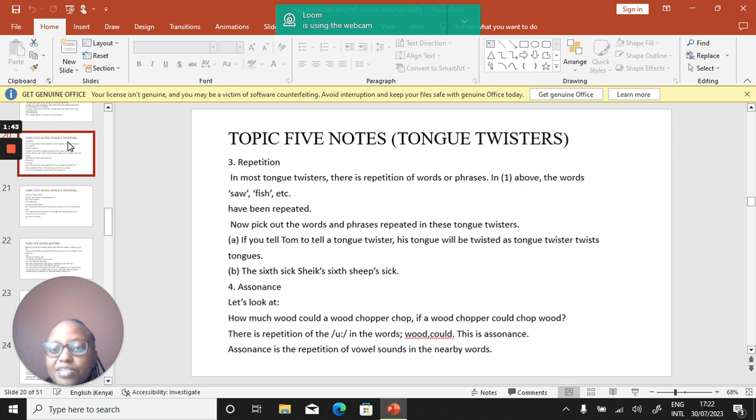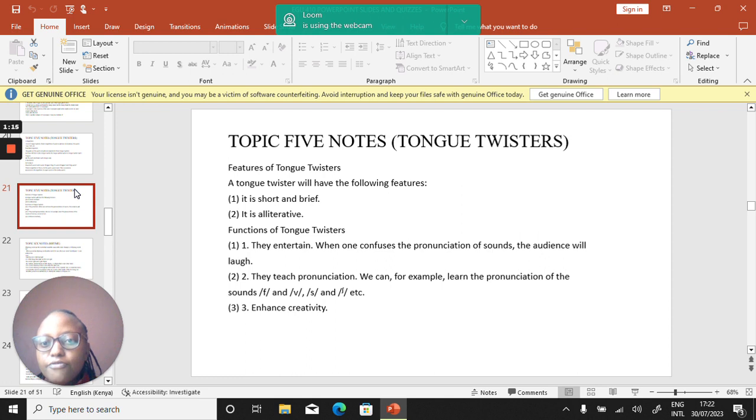So there's repetition there. And then there is assonance. Let us look at how much wood could a woodchuck chuck if a woodchuck could chuck wood. There is repetition of the oo in the words. So the oo sound, for example, in wood and could, that is assonance. Assonance is the repetition of vowel sounds in the nearby words.